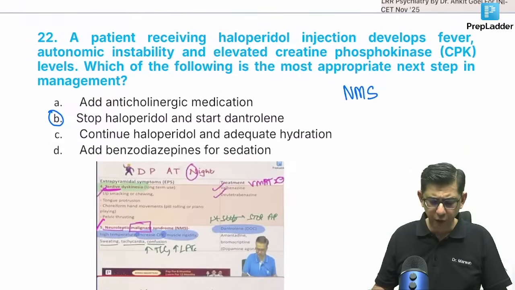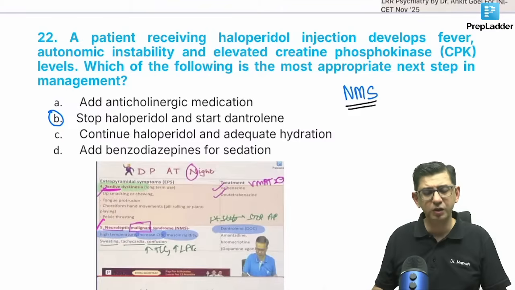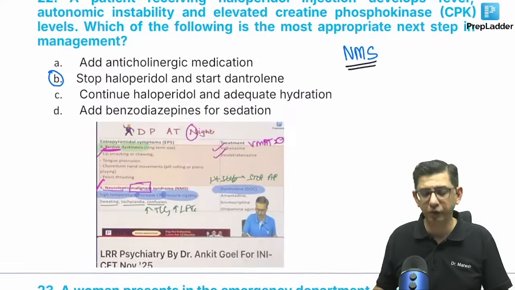Then is neuroleptic malignant syndrome. So we give dantrolene sodium on that. So I already did the marking for the question.